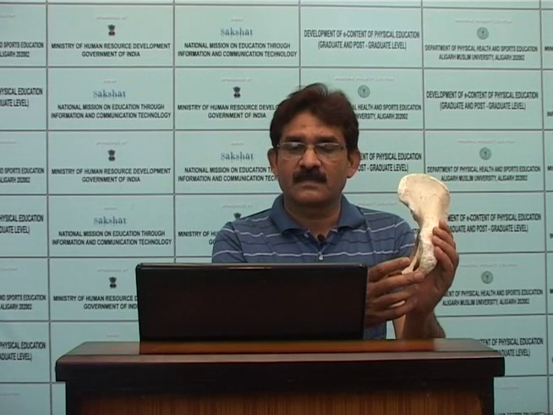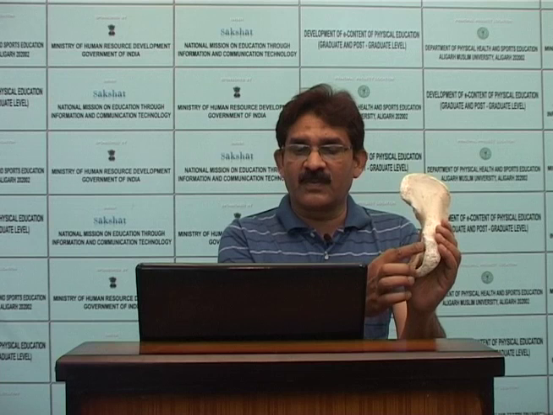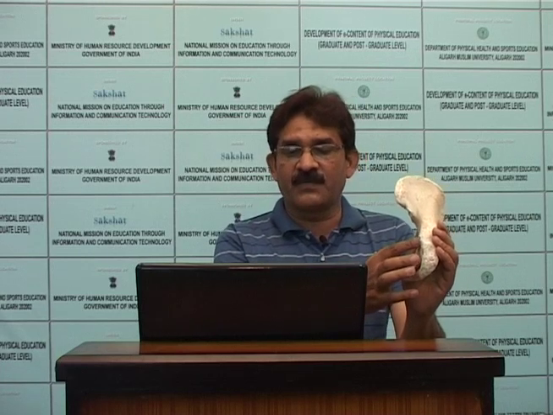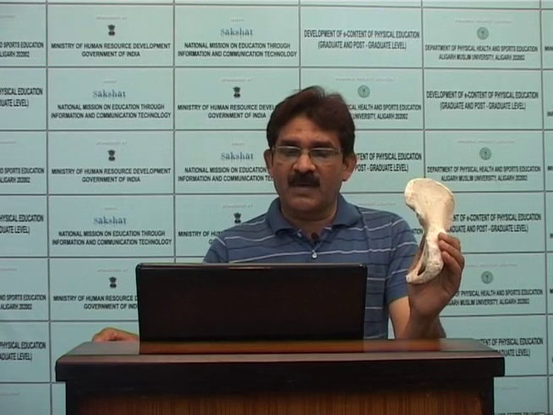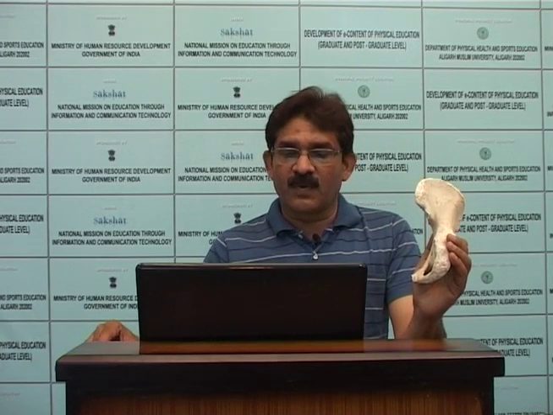This is the pubic symphysis. Body of the pubis forms the anterior and inferior one-fifth of the acetabulum. Iliopubic eminence. Superior ramus of the pubis, pecten of the pubis, pubic tubercle, pubic crest, symphysial surface, inferior ramus of the pubis.